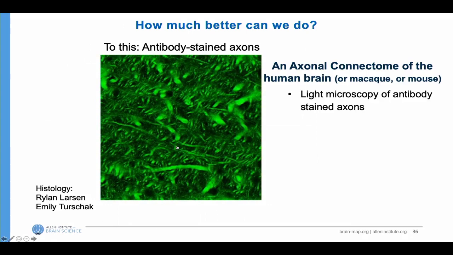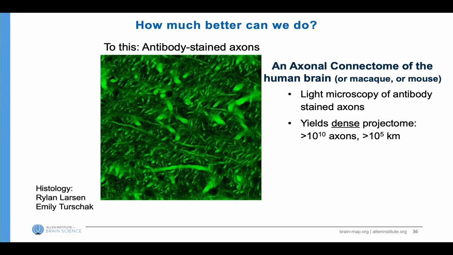Before I get too wild, let me say what it actually is. We would like to do an axonal connectome or a projectome of the human brain. We just got the first grant to do it in the macaque, but we're also doing work in the mouse and human. It's a light microscopy study of antibody-labeled axons. It yields a dense projectome.